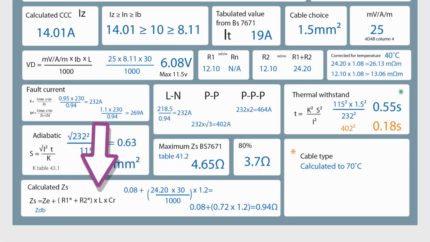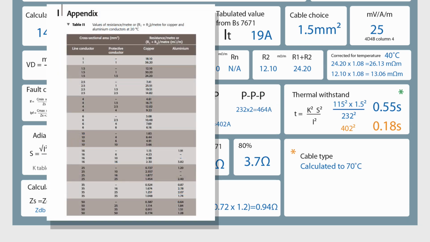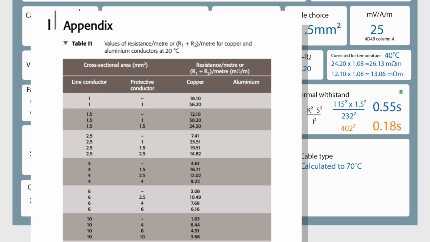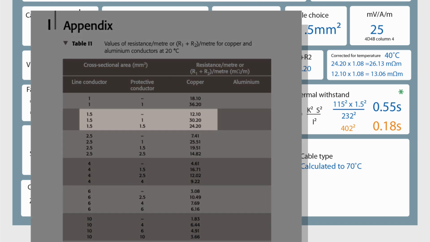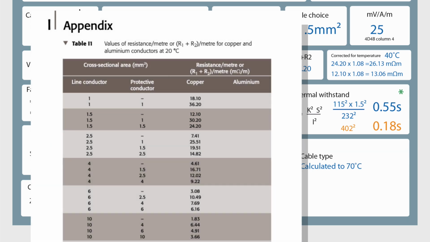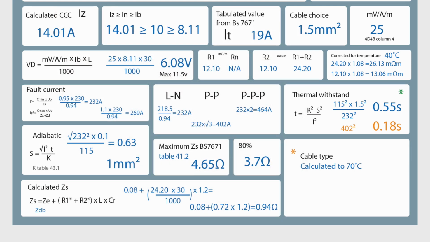So to get our ZS, we need to know our ZE, or in this case ZDB, and our R1 plus R2. That's the resistance or impedance of our line conductor and our CPC. R1 is the line, R2 is the CPC. And there's tables in the On-Site Guide and such that give us a value of resistance in milliohms per meter for our conductors. We've got 1.5 millimeter squared conductors. This is SWA cable, so all the conductors are the same size, not like twin and earth where the CPC is smaller. We can get an R1 plus R2 value of 24.2.